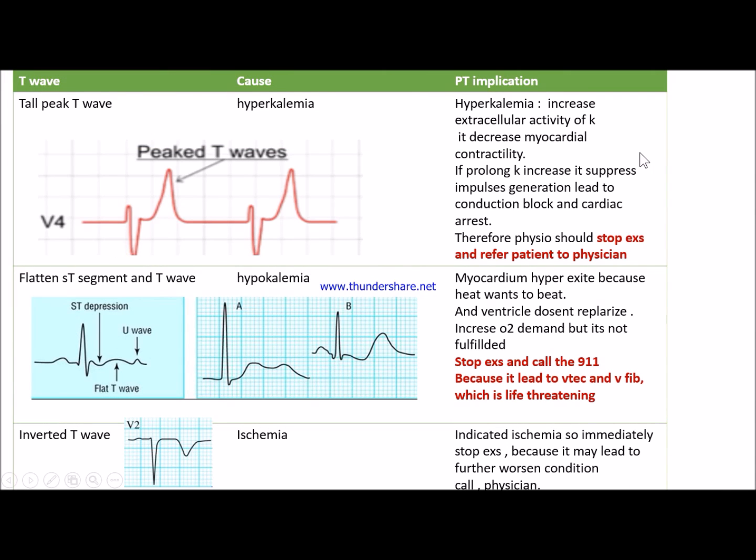Let's see about some T wave changes which are abnormal. If it is a tall and peaked T wave, it is due to hyperkalemia. So as physiotherapists, what are the implications for hyperkalemia? Due to hyperkalemia, there will be increased extracellular potassium and decreased myocardial contractility. So there will be a prolonged increase in the potassium. It can suppress impulse generation, and it may lead to conduction block or cardiac arrest. This is a very serious condition. So because of conduction block abnormality and the cardiac arrest risk, we need to stop the exercise and refer to the physician, because if the patient faints or dies, it will be our liability.